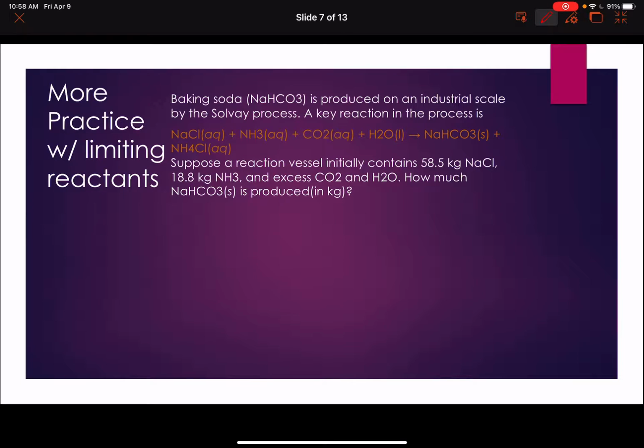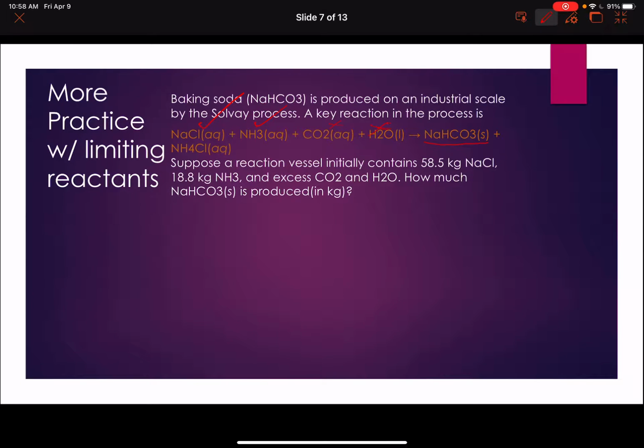Okay, so our mole fraction is going to center around this. We have the salt, and we have NH3. So those are what we're going to use to find the limiting reactant. We have to determine which one of those is limiting. The excess ones we don't really care about much because there's plenty.